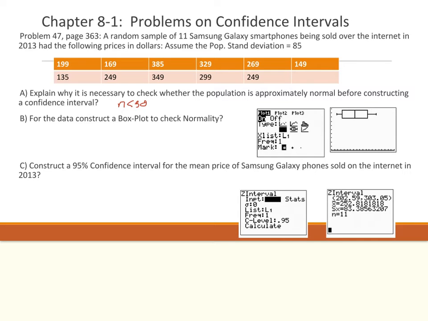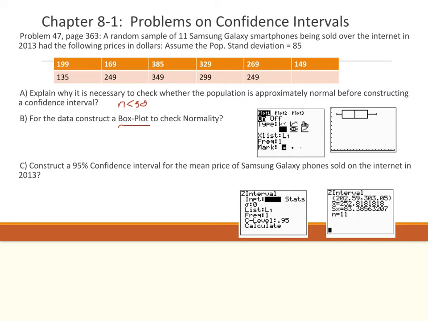So to do that, we can do it two different ways. One is to check for box plots. And in this case, we're going to do that. The other way is to calculate a skew measure, which we can do on Excel.